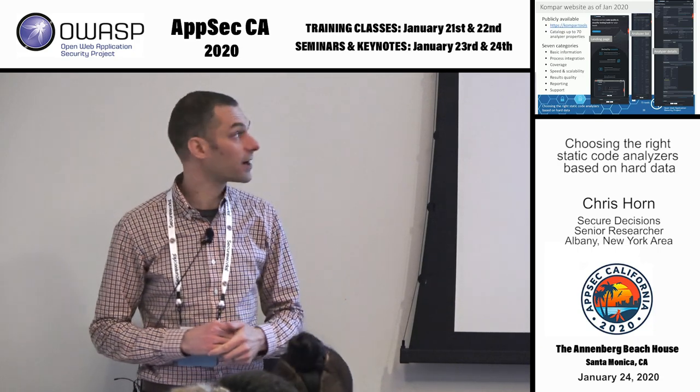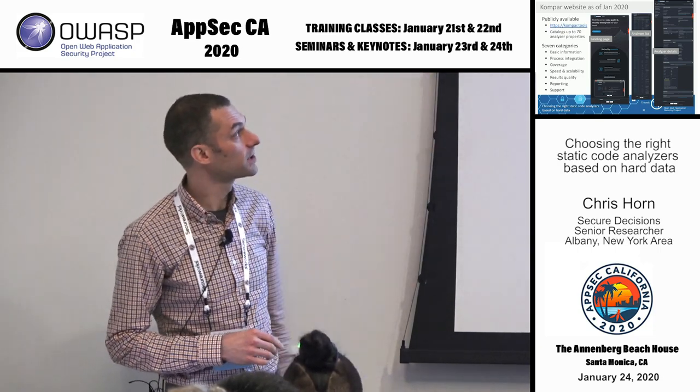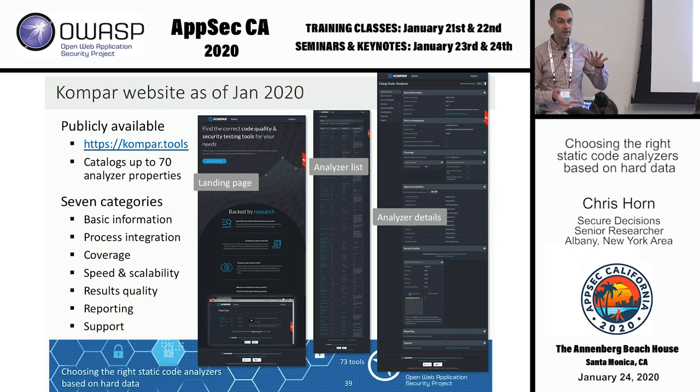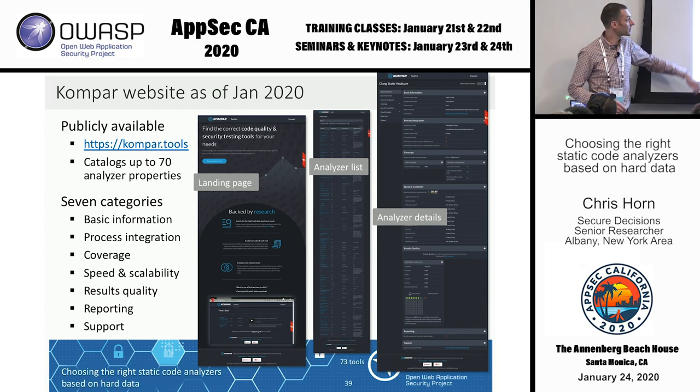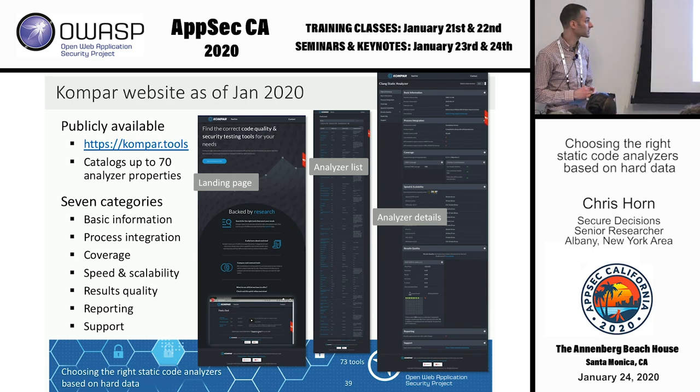The website's live now, so it's available at compare.tools. We've got 70 analyzers in there presently. Not all of the information for every analyzer is complete. But if you click into an analyzer and there's some section that you'd really like to see, there's a link you can click and it'll register a vote on our back end, and we'll do our best to collect that information and get it added to the catalog. But we are cataloging questions in those seven categories.